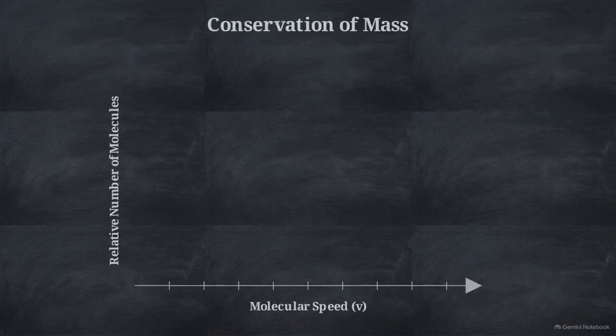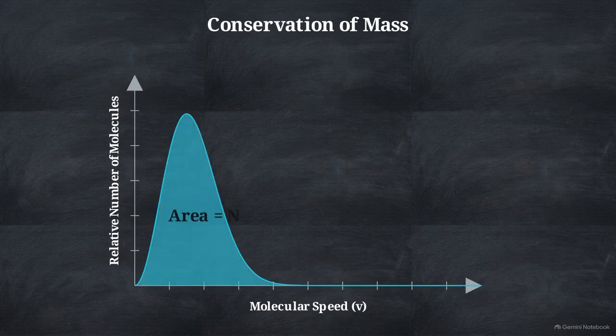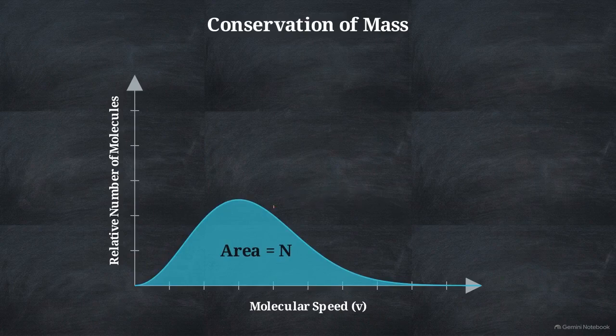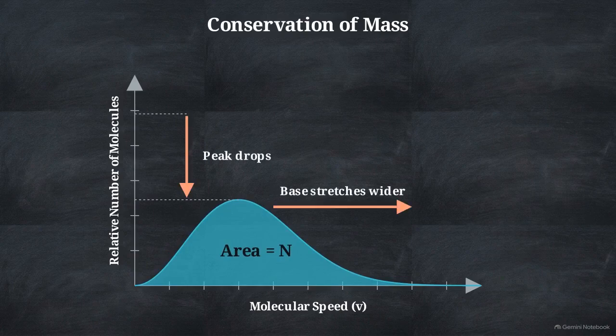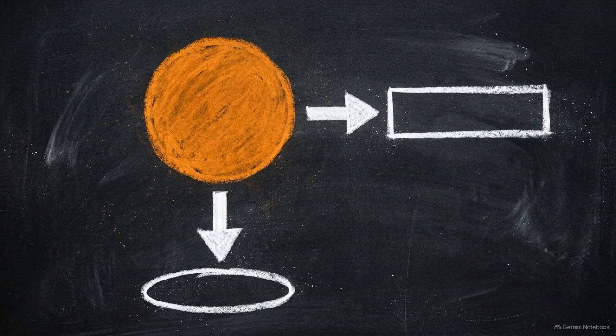Even as the shape changes, the total area under the curve must remain equal to N, the total number of molecules. To maintain a constant area while the base stretches wider, the vertical height of the peak must drop. Adding thermal energy flattens and stretches the statistical distribution, shifting the system into a wider kinetic profile.